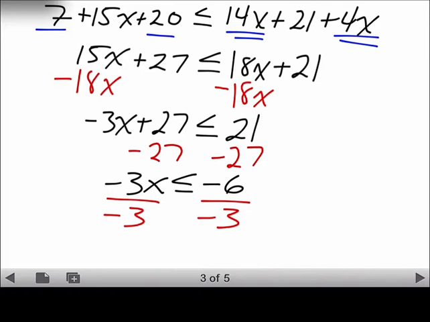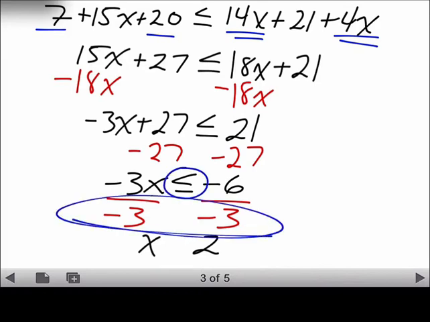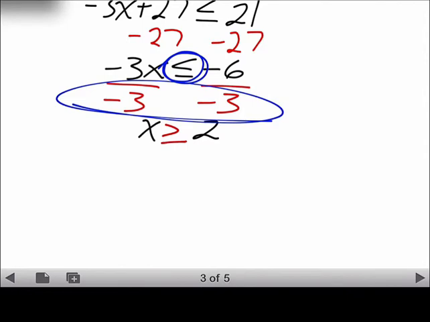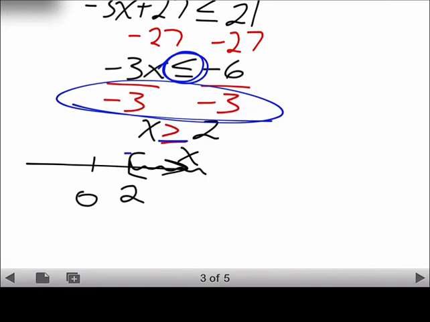The negative 3's divide out on the left-hand side, and I have x on one side and 2 on the other. But since I divided by a negative number, the inequality symbol is going to reverse. And I now have x is greater than or equal to 2. We can express this on a number line with a 0 and a 2. A square bracket at 2 opening to the right, shading to the right. The square bracket we use because we have a non-strict inequality.